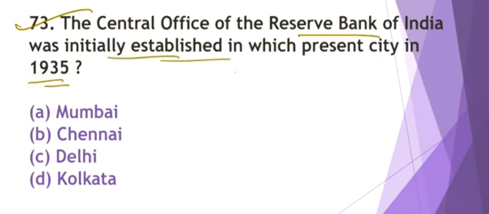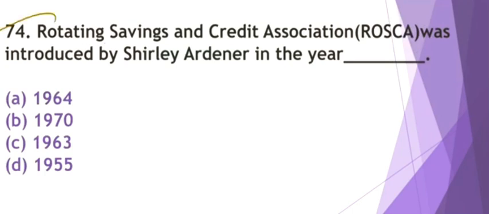Initially established in which present city in 1935? 73. Option number D is the right answer, Kolkata. 74. Rotating Savings and Credit Association, ROSCA, was introduced by Shirley Ardener in the year dash. Option number A, 1964.